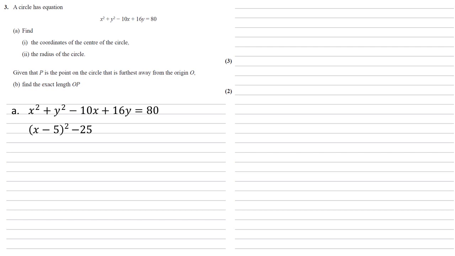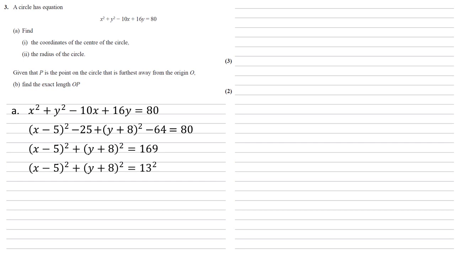We've got y squared plus 16y. So in the brackets, we're going to have our y plus half of that 16, which is 8. That's all squared. Again, if we were to expand this, we'd get our y squared, we'd get our 16y, we'd also get a 64. So I'm going to take that away again so that what we've got equals the y terms. And this is still equal to the 80 as before. So now let's add the 25 and the 64 to both sides. So we've got x minus 5 all squared plus y plus 8 all squared equals 169. But 169 is just 13 squared.